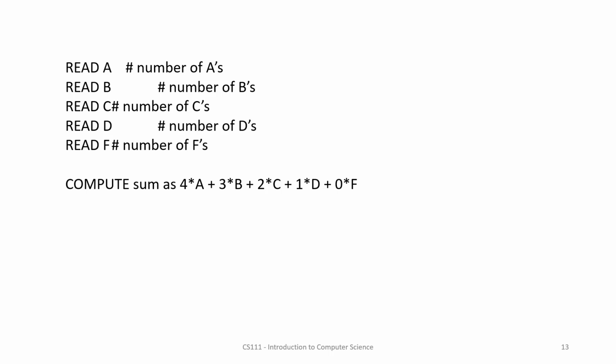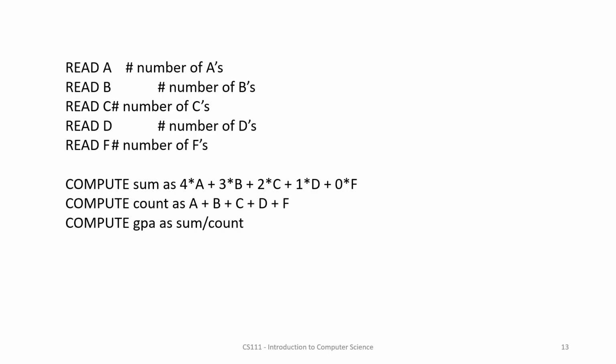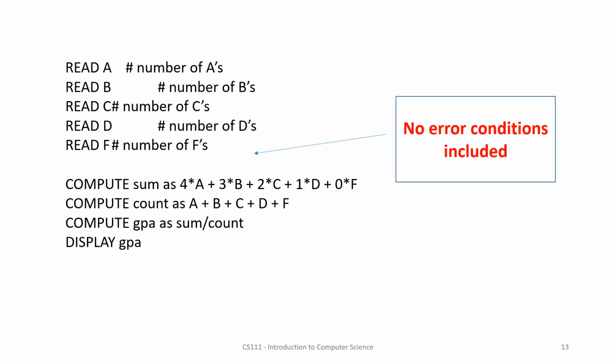And then we compute the sum as 4 times A. If the number of A's is 2, then sum is 4 times 2, that's 8, plus 3 times the number of B's, and so on. So you get a total sum, and then we compute the count of the grades, how many A's, how many B's, and so on, as A, B, C, D, F. And then we compute the GPA as sum over count. Then we display the GPA.